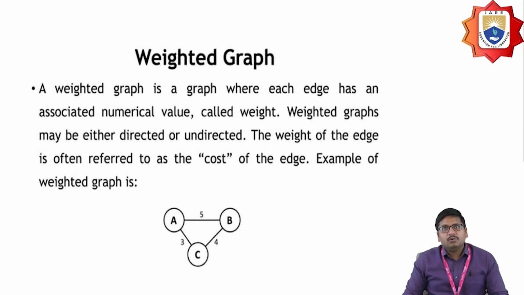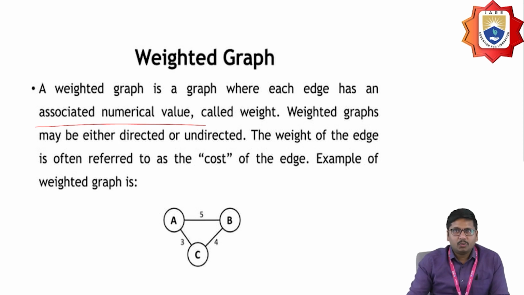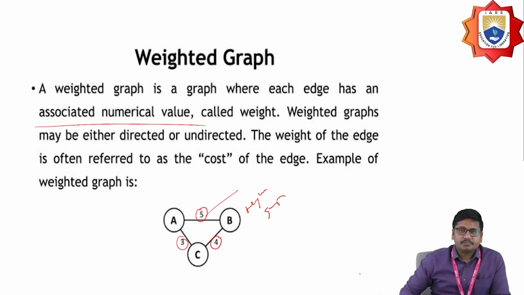And a weighted graph is a graph where each edge has an associated numerical value, which we can call the weight. A weighted graph may be directed or undirected, and the weight of the edge is often referred to as the cost of the edge. For example, in a graph like this, weights are assigned to the edges between the vertices. That's why we call it a weighted graph.